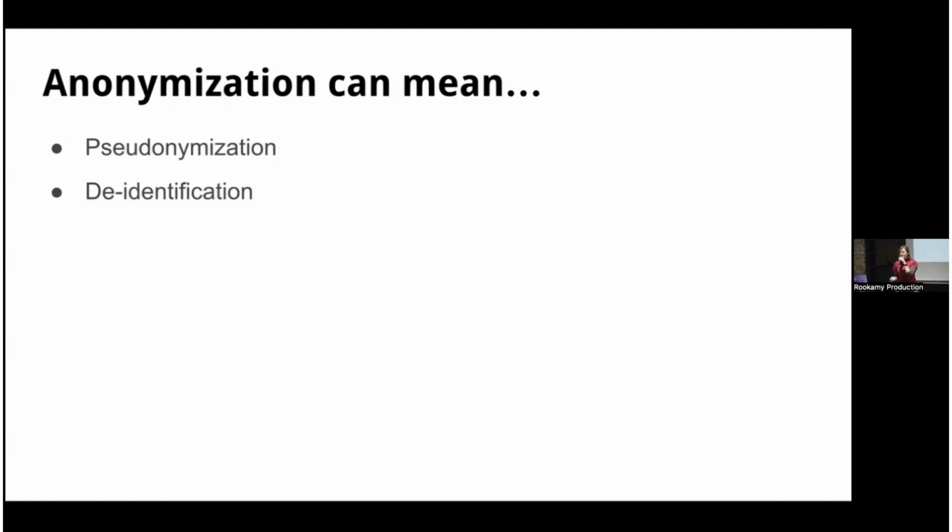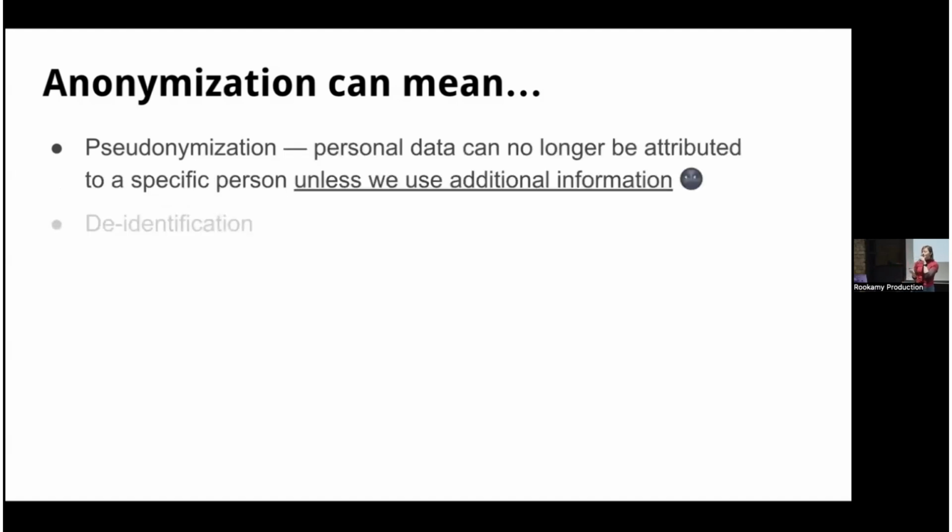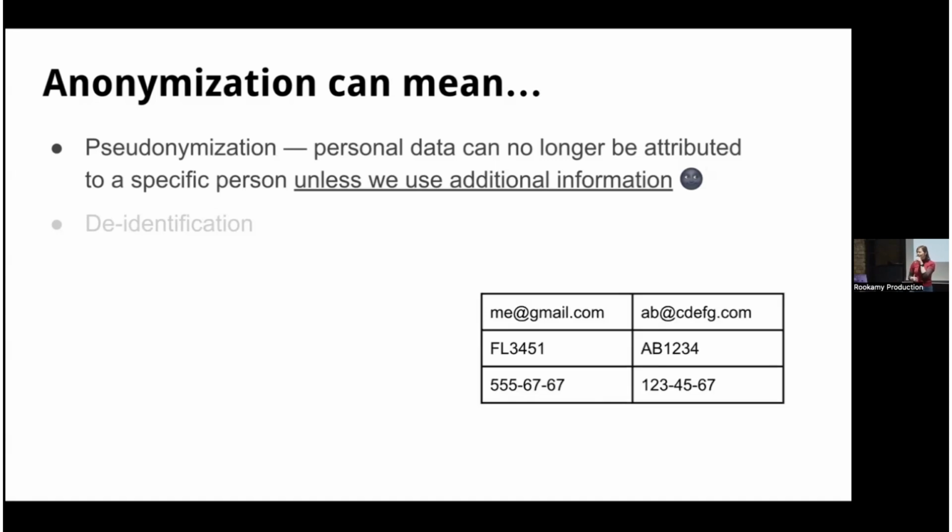So by anonymization, we can mean, for example, pseudonymization. When we say pseudonymization, it means that personal data can no longer be attributed to a specific person unless we use additional information. This part, unless we use additional information, is very tricky because you can interpret it in multiple ways. One way to interpret it is that there are some other identifiers that have not been anonymized, and if you use Google, then you can re-identify the person, and it doesn't matter that you anonymized part of it. The other thing it can mean is that maybe you found personal data, like emails, for example, passport numbers, phone numbers, and so on.